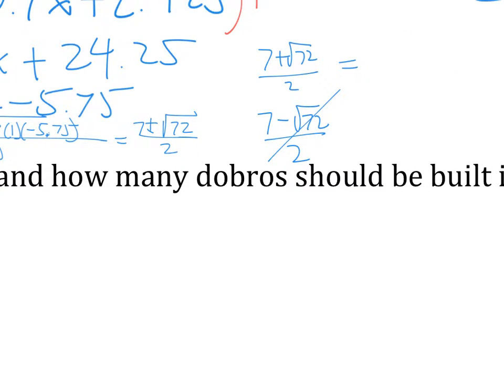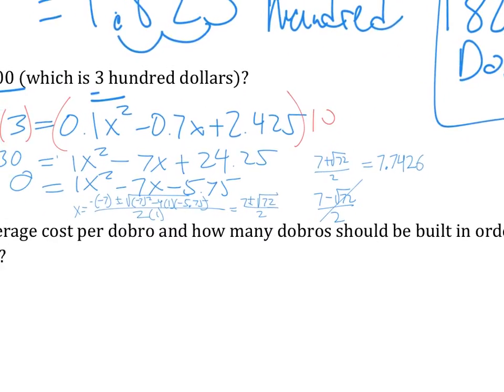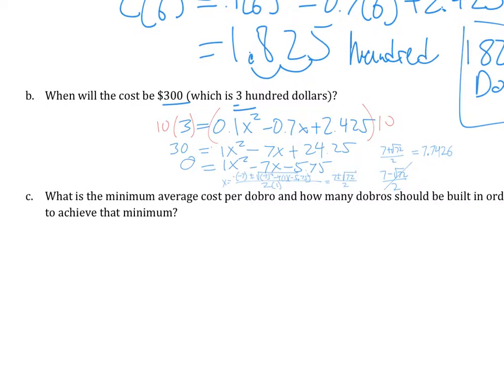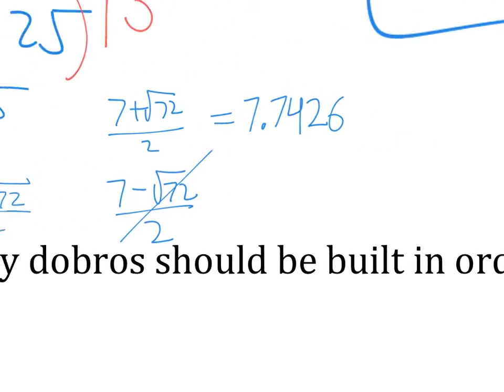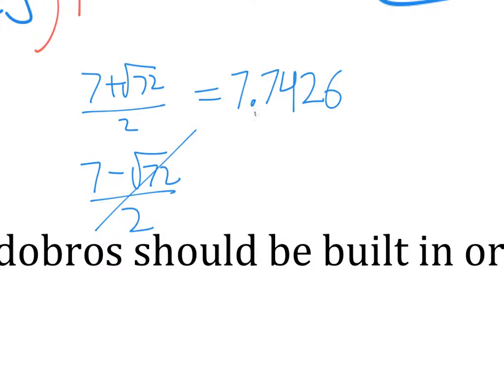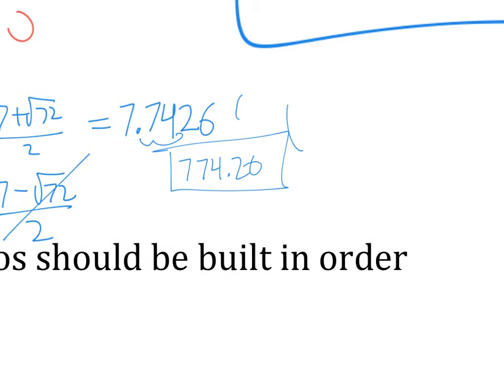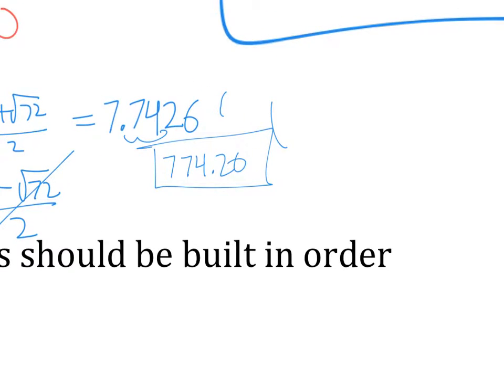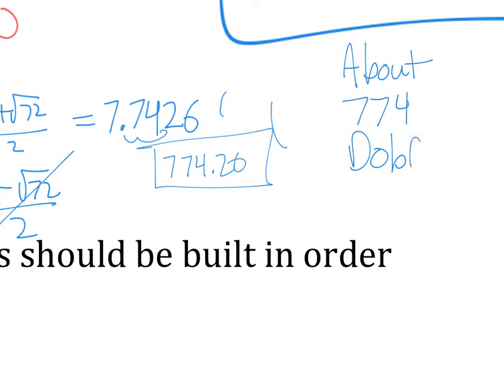The positive one comes out to about 7.7426, and we notice that that is the cost in hundreds. So remember up top it said the cost was in hundreds. So move the decimal 2 places. That's 774.26. So we can say that we have about 774 dobros. So when we're making that many dobros, then the cost will be about $300.